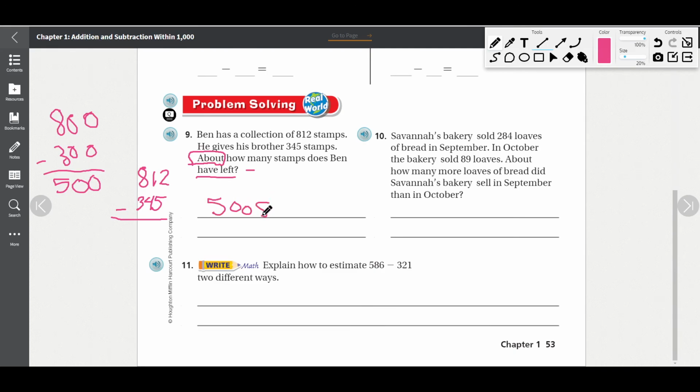500 stamps left. After completing exercise 9, the students must be able to work independently on exercise 10.